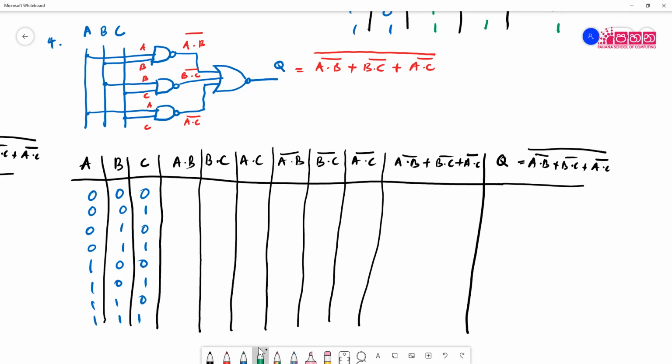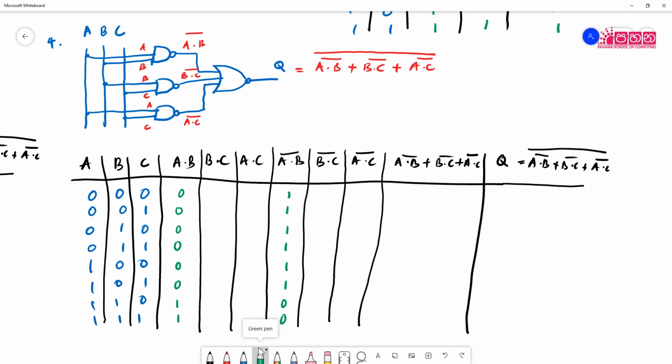So the first thing is we need to get A dot B. That means we have to get the multiplication. So A is 0, that means the first 4 will be 0 anyway. And then for the next ones with B, it will be 0, 0, 1, 1. So if AB is 0, 0, 0, 0, 0, 0, 1, 1, we know the complement of this means the opposite. So if it is 0, we will get ones, and finally we have 2 zeros.